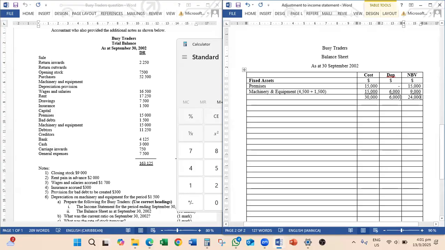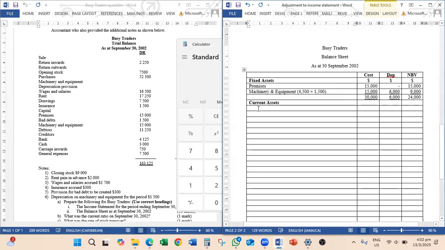All right. We are not going to use these two figures anymore. And so we are now going to underline these two figures to signify that we are finished with them. But we're not going to underline this 24,000 because we are going to be working with this figure moving forward. All right, so that moves us now to our next heading, current assets.